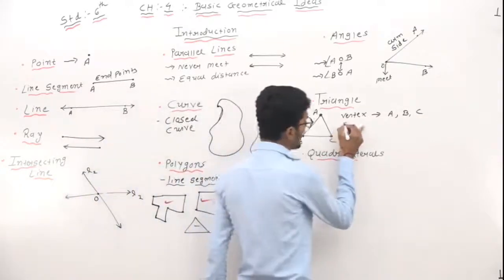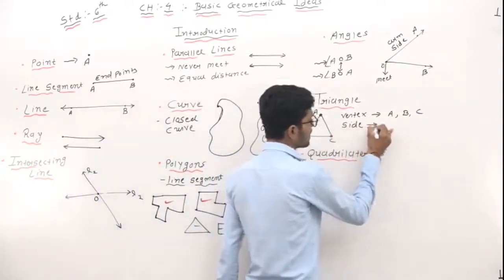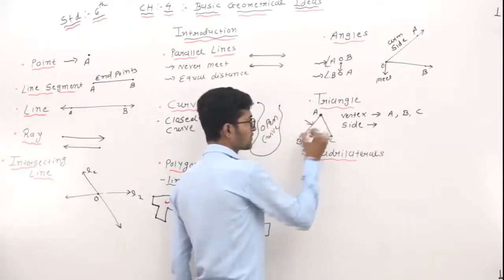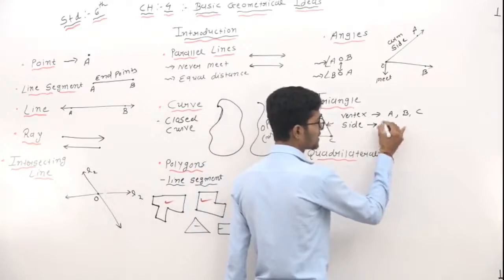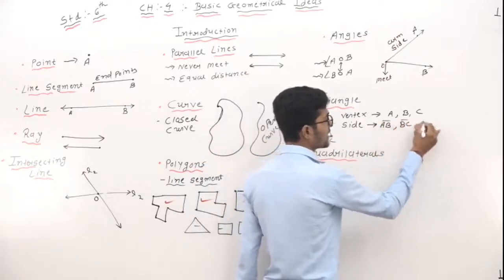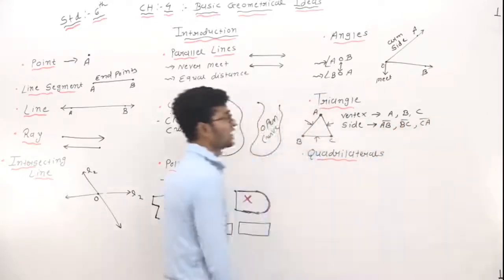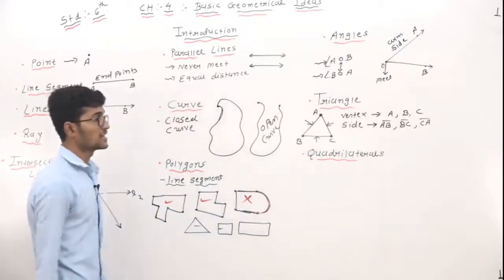Then after that, the sides. How many sides? This one is my first side, this one is my second side, this one is my third side. This means AB, BC and CA. AB, BC and CA are called the sides.